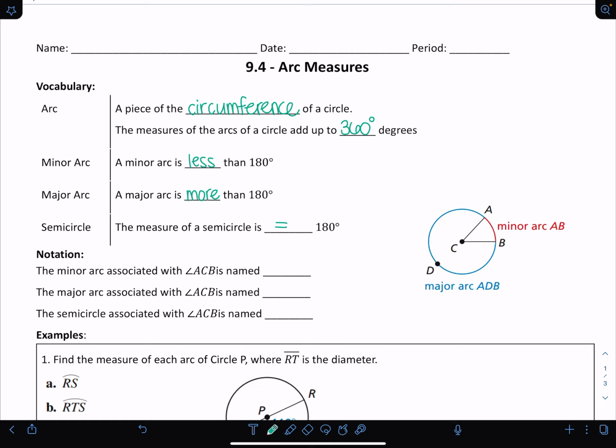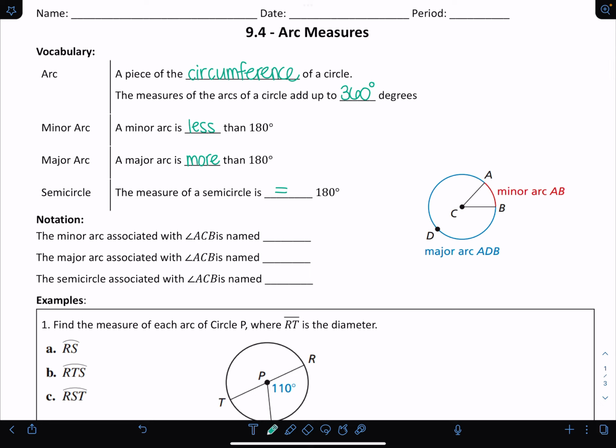For notation, we got to be careful about how we name these because otherwise it might not be clear what curve we're talking about. The minor arc associated with ACB, we call arc ACB, and we put a little curved line on top of it. Pretty easy, right? We started with A, C, B, and so we know we're talking about this little edge here.